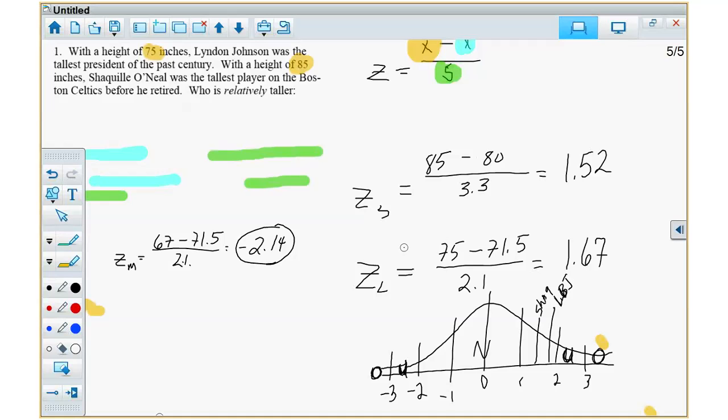If you're given a height of someone or a weight or whatever, that's x. And then they'll give you the mean. You take the mean away from the x. I don't care how small or how big the x is. You don't start changing because you want to change. That's where students mess up.